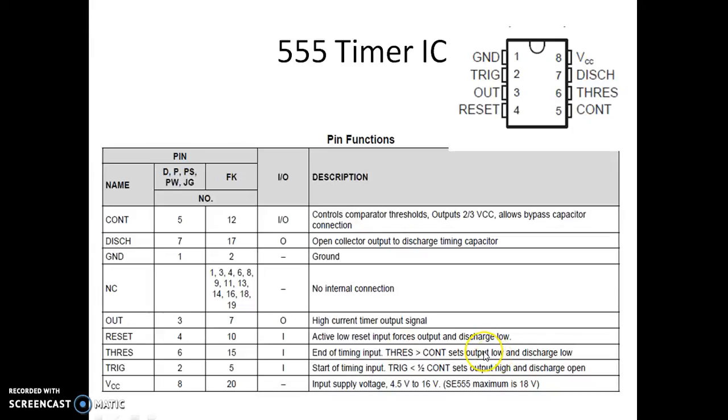So that's what we have learned previously in the functioning of the astable and monostable. When the capacitor voltage exceeds VTH, the output goes low. So that's pin number 6.